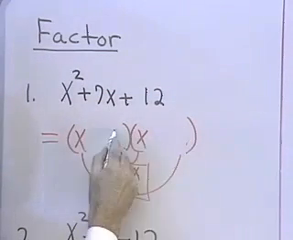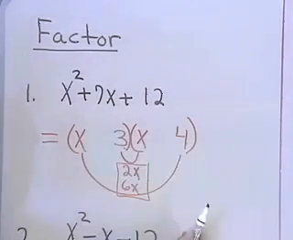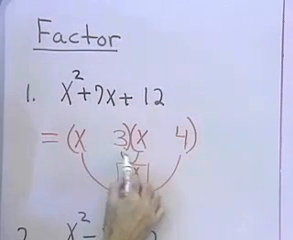So I'm going to erase them. Let's try 3 and 4. 3 times 4 is 12. Inside I have 3x.